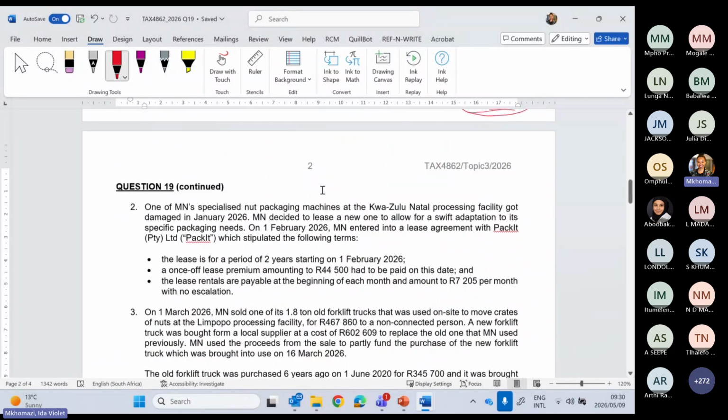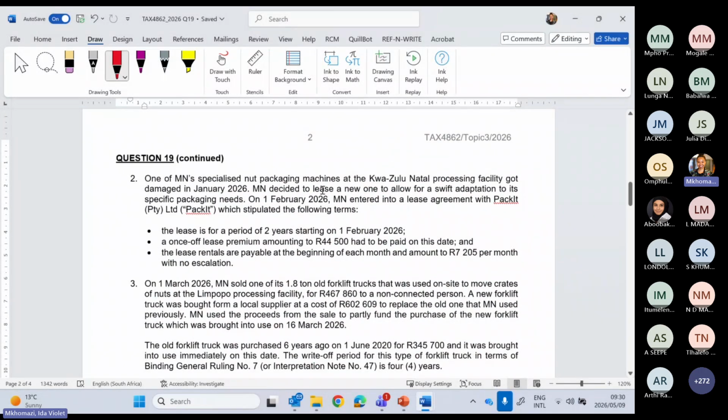Transaction 2 has got to do with leases, and I will not go into the details of leases. There's a pre-recorded session for leases that you can go through in your own time. So for this particular transaction, what we know is that MN decided to lease a new machine because the old one was damaged. They leased this new machine on the 1st of Feb 2026. They entered into a lease agreement with a company called Peg-It, and it had the following terms, right?